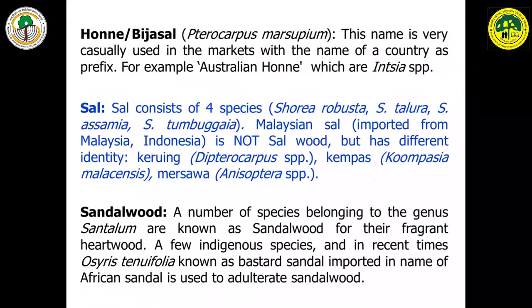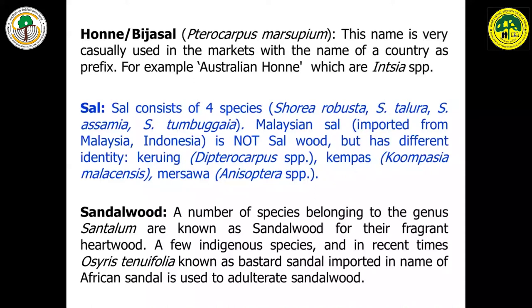Similarly, Honne or Bijasal, Pterocarpus marsupium, is casually used in the market with a prefix like Australian Honne. Actually, Australian Honne is not Honne, it is not a Pterocarpus species, it is an Intsia species. Similarly, for salwood, sal consists of four different species, but in the market, Malaysian sal is being sold. It is not sal, it is a different timber, called keruing or kempas. Some other kinds of woods are also being misnamed as sal wood, like Malaysian sal.